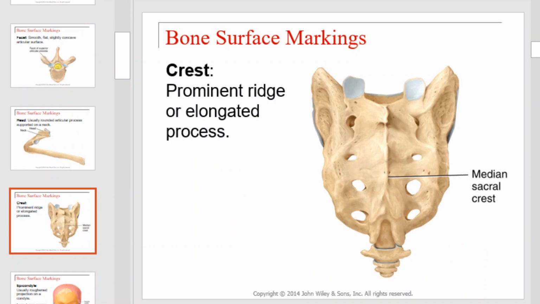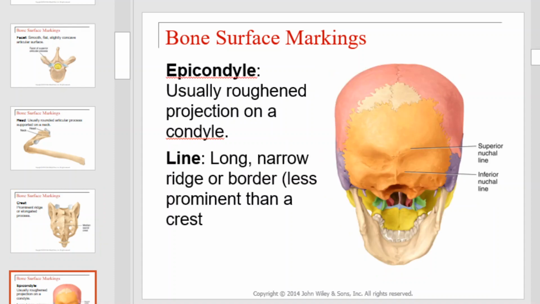Head. The head of a bone is usually a rounded articular process supported on a neck. Here we see a typical rib bone with the head and neck labeled. Crest. A crest is a prominent ridge or elongated process. Here we see the median sacral crest. Epicondyle. An epicondyle is usually a roughened projection on a condyle. A line. A line is a long, narrow ridge or border, less prominent than a crest. Here we can see the superior nuchal line and inferior nuchal line.